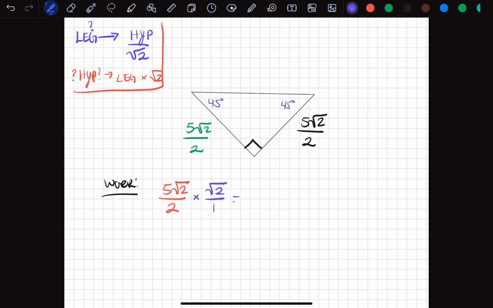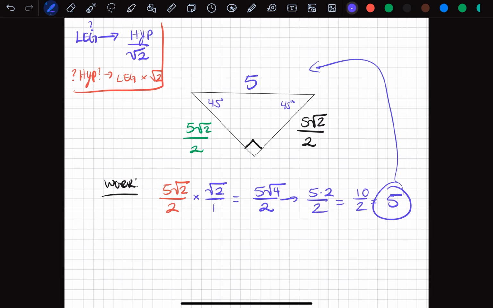Same idea. Let me multiply across. I have 5 root 4 over 2. You might think you're done. This is where your simplifying skills come into play, and you see, okay, cool, I have a perfect square here and I should square root that. So now you have 5 times 2 over 2, which then makes 10 over 2, which you can divide to 5. And so reminding yourself, what I just looked for was the hypotenuse of the leg. That was our missing hypotenuse, and that's the whole problem there.